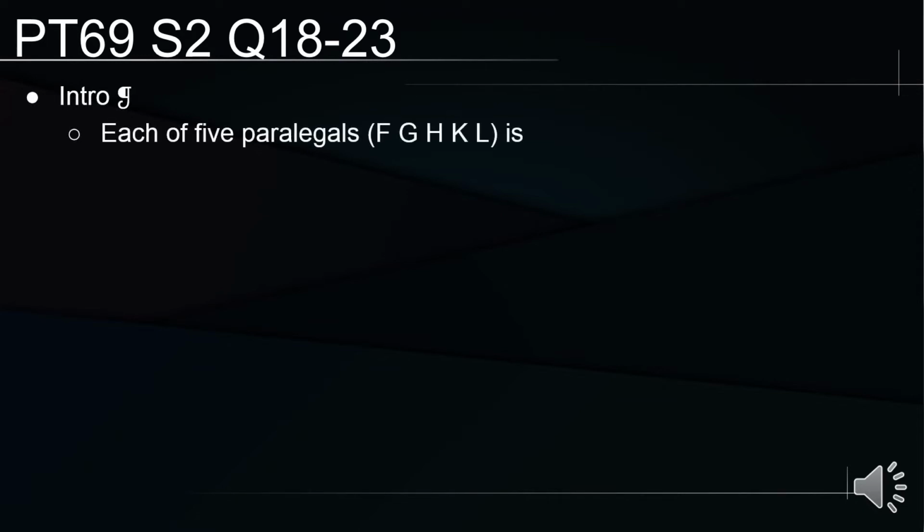First thing we hear is that we are dealing with each of 5 paralegals, F, G, H, K, and L. So the each signifies that all of them are going to show up. Each of them is going to be assigned to exactly one case, R, S, and T. So that tells me that there's not really going to be repetition because each paralegal is assigned to exactly one case.